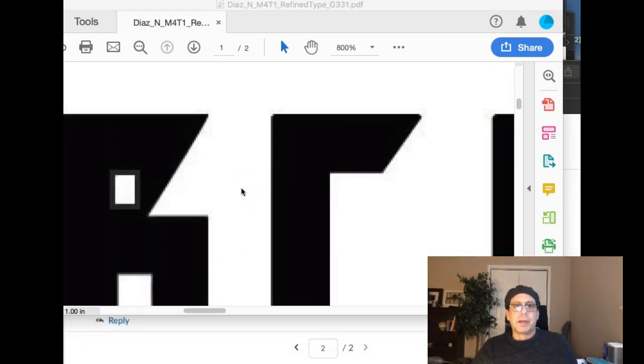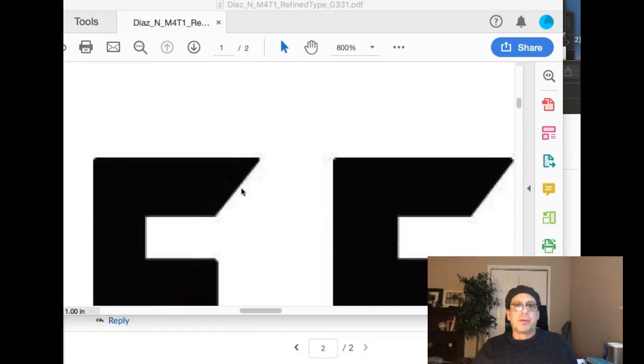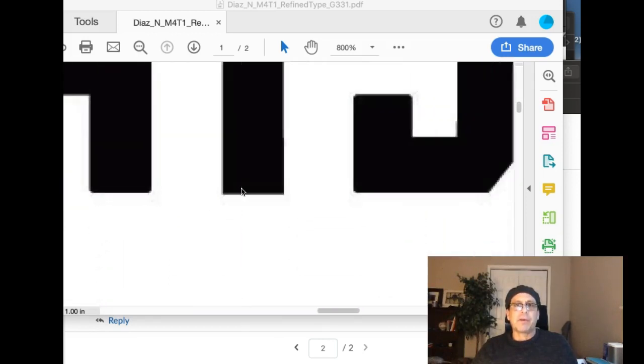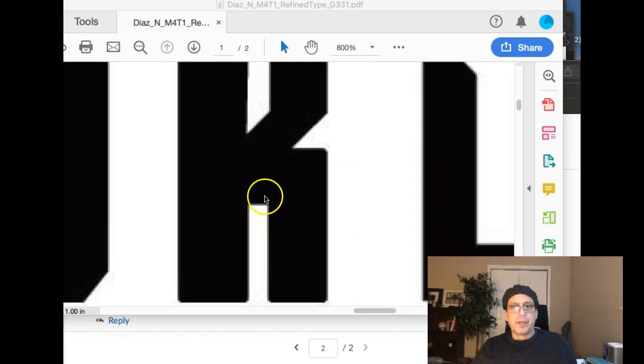I'm not exactly sure what that was all about, but what I'm getting at is getting on top of these letter forms to really zoom in and take a look for any kind of overlaps or inconsistencies. So far, I think we're looking pretty good.